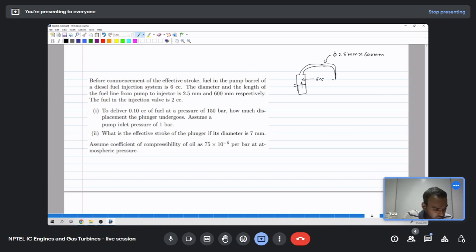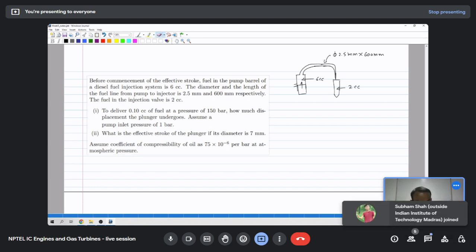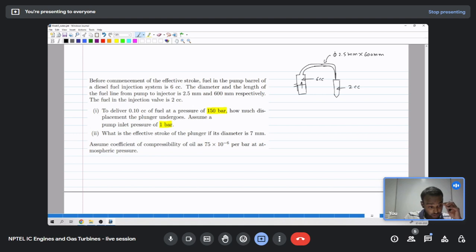Then we have an injector, which they call the injection valve, and the fuel in this line is 2 cc. Now it has to compress from 1 bar, because the initial inlet pressure is given as 1 bar, and it has to compress till 150 bar. During this compression, and after compressing, it has to deliver 0.1 cc of fuel. We need to find the displacement of the plunger.